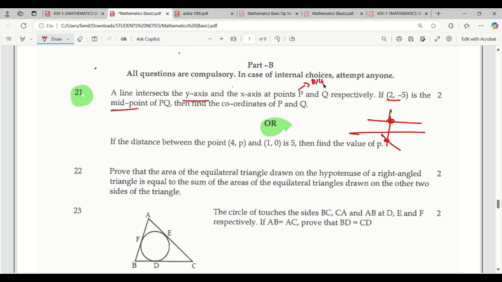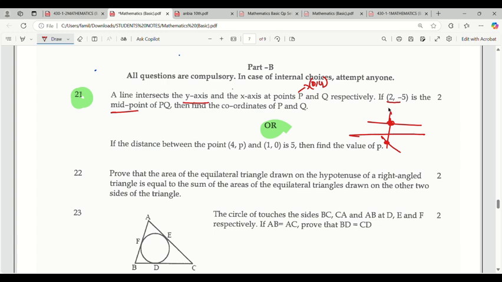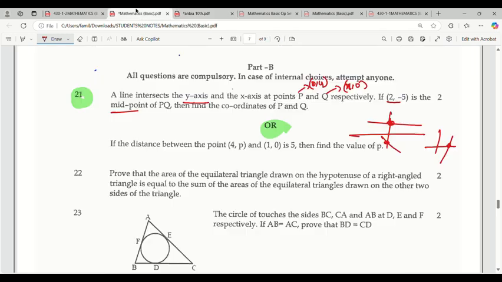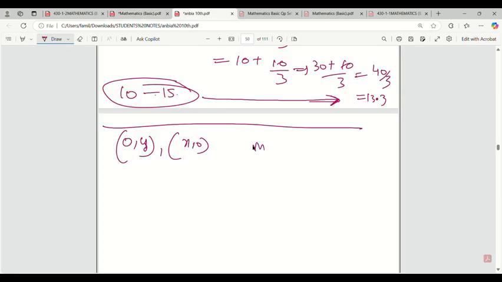coordinates of p. A line intersects the y-axis and x-axis at p. Y-axis first, right? So it will be 0 comma y. X-axis, so the point will be somehow here, so this will be x comma 0. 0 comma y, x comma 0. Okay, how will you proceed with this? Midpoint is given as 2 comma minus 5.